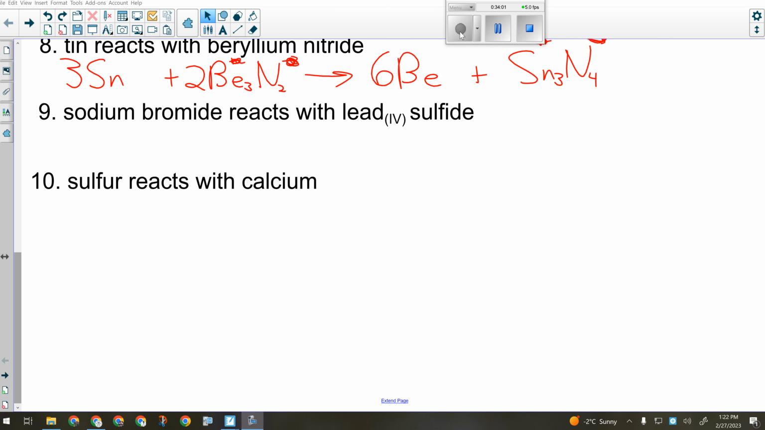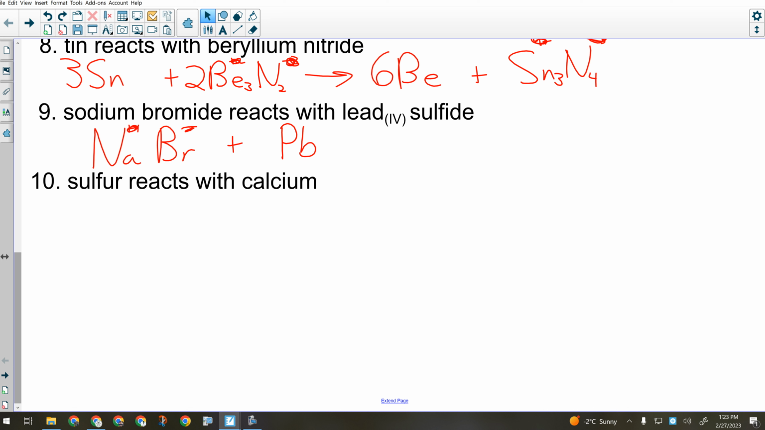Okay, let's look at the last 2 here. So we've got sodium bromide. Sodium is Na, +1, with bromine, which is a -1. So we've got NaBr. It reacts with lead 4 sulfide. So that's Pb with the 4+ charge with sulfur, which is a -2. So when I drop and swap that, I get 2 and 4. But I need to reduce that to 1 and 2.